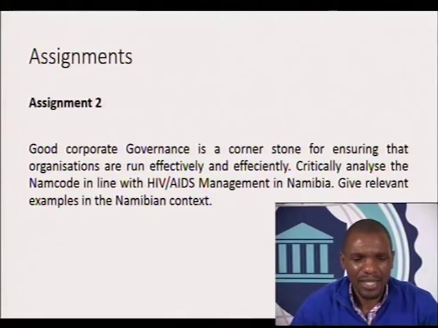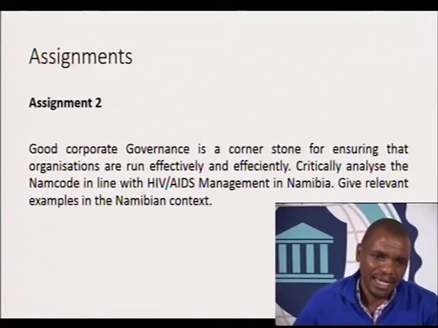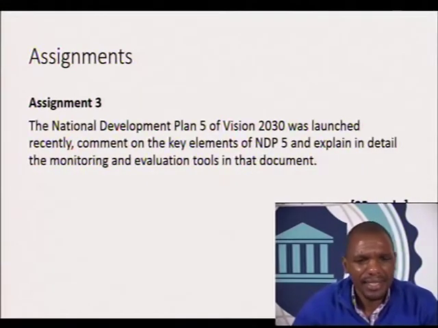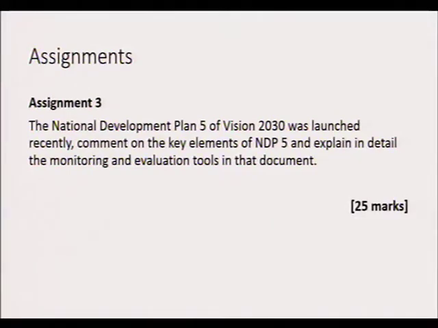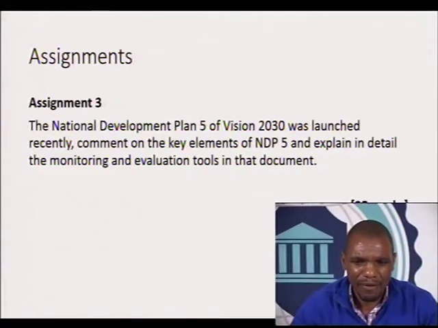So you are therefore required to read through this book and make sure that you actually respond to your assignments based on that guideline. Assignment 3. The National Development Plan 5 of Vision 2030, or what is known as NDP5, was launched recently. Comment on the key elements of NDP5 and explain in detail the monitoring and evaluation tool in that document.